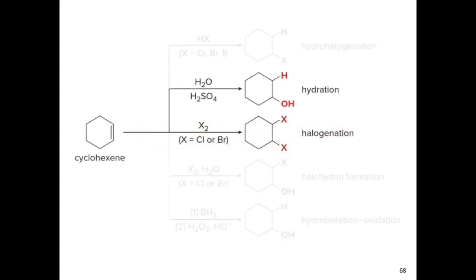In a hydration reaction involving alkenes, we're basically just adding a water molecule to the structure, a hydrogen and hydroxy group to the two carbon atoms that are involved in the double bond. In the halogenation reaction involving alkenes, we're basically adding two halogen atoms to the structure. So two halogen atoms that are bonded to the two carbon atoms involved in the double bond.